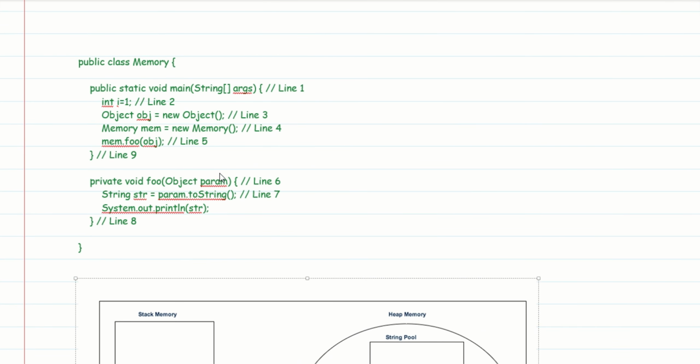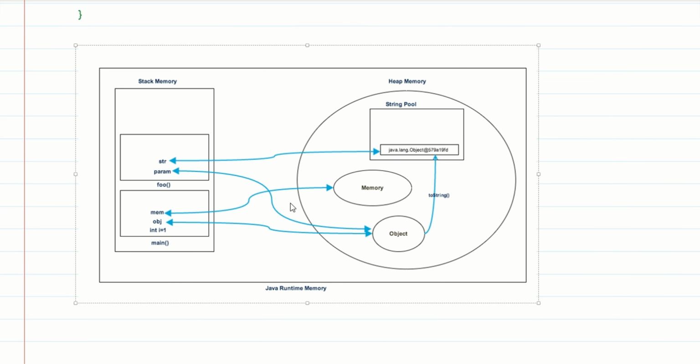So when we run a program, it loads all the runtime classes into heap space. Take the main method in this example, at line number 1. Now the memory for the main method is allocated in the stack. So here is the stack memory and here is the heap memory. Memory for the main method is allocated here, and we'll go line by line.